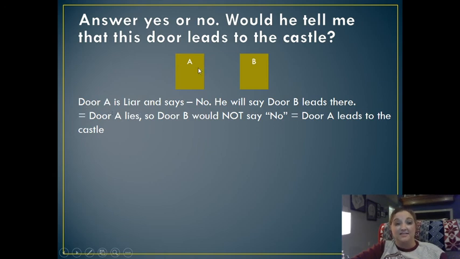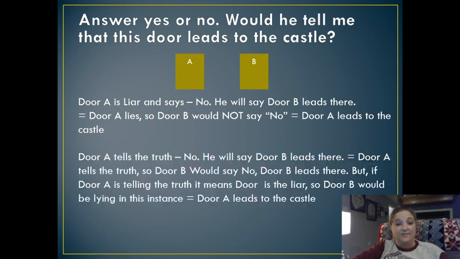Let's say that door A is the liar, right? Because one of them lies and one of them tells the truth. If door A is the liar, he says no, right? Nope, he won't. Door A is lying, which means that door A won't say no. Door A will say yes. Door A leads to the castle because door B is the truth teller.